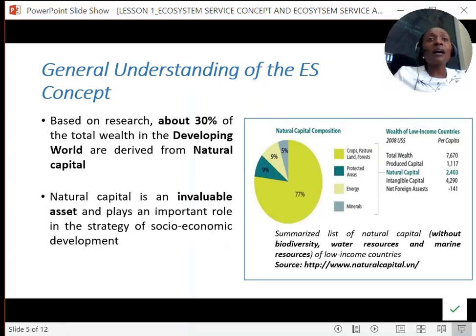So this evidently portrays that natural capital is an invaluable asset and plays an important role in the strategy of social economic development, especially in our developing world.